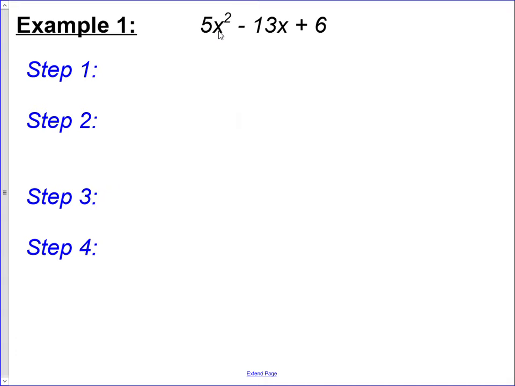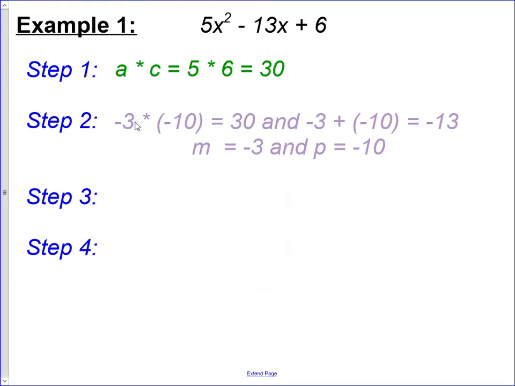Here we have 5x² minus 13x plus 6. Well, 5 is our a, negative 13 is b, and 6 is c. Our first step is to multiply a times c, which would be 5 times 6, which gives us 30. So our next step is we're looking for two numbers that when we multiply them, we get 30, and when we add them together, we get negative 13.